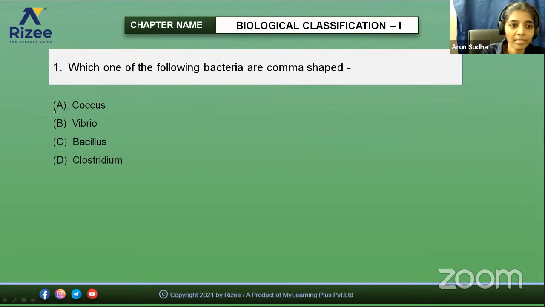Yes, good, Nandini. So it's not coccus. Coccus is spherical. Bacillus is rod shaped, and it is not clostridium. Yeah, good. Then we'll go to the next question.